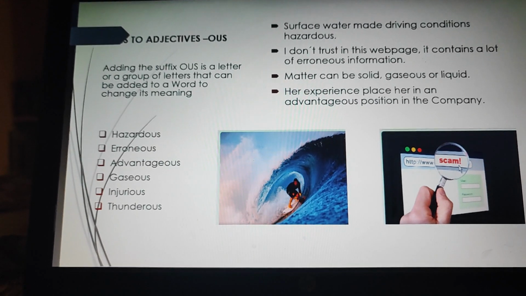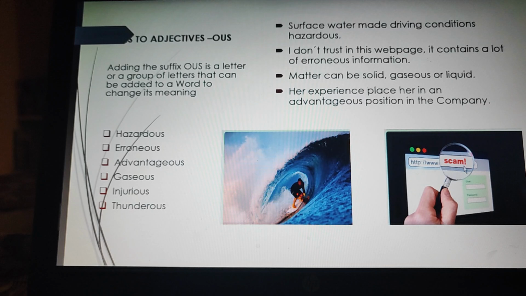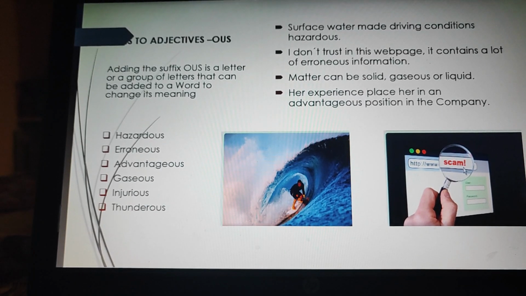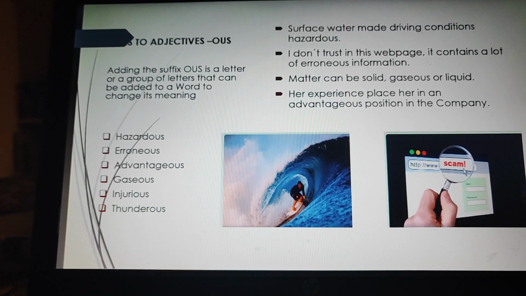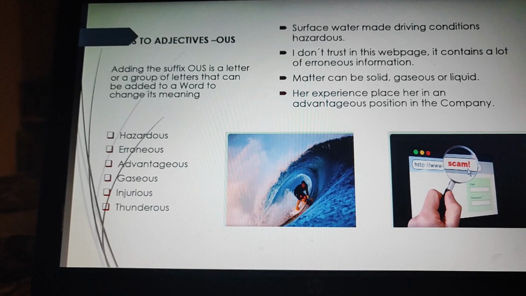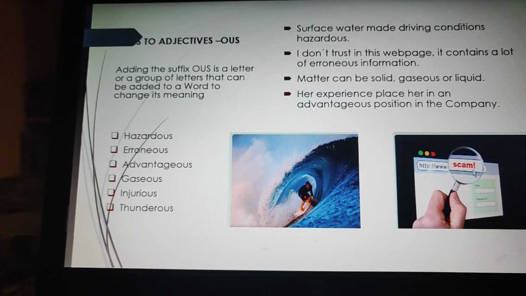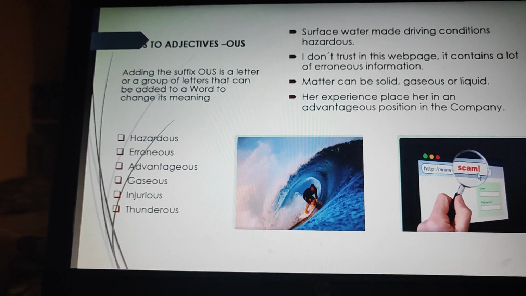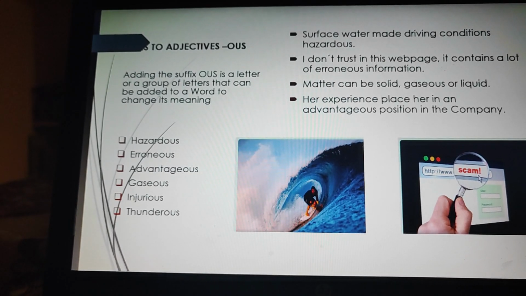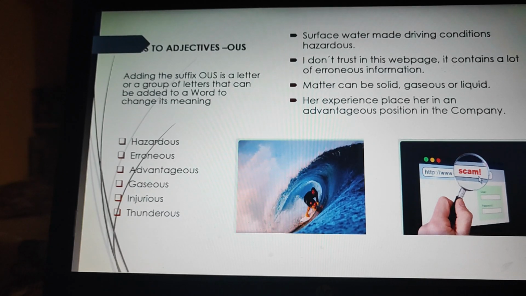Nouns to adjectives with "os". Adding the suffix "os" is a letter or a group of letters that can be added to a word to change its meaning. Commonly, "os" means full of. Let's look at some nouns that are converted into adjectives: hazardous, erroneous, advantageous, gaseous, injurious, and thunderous.